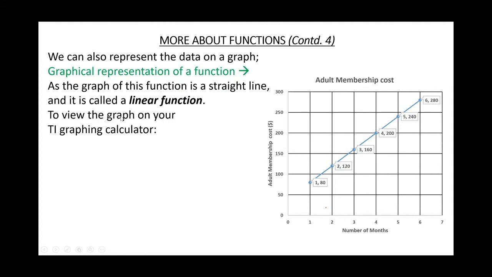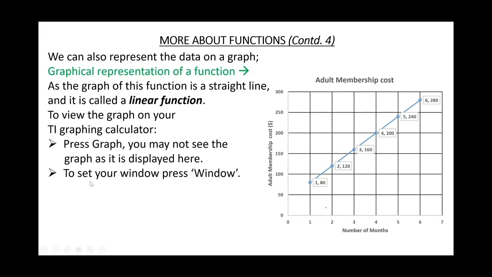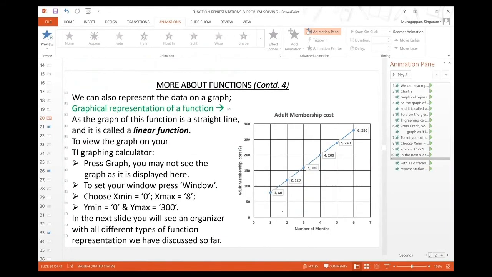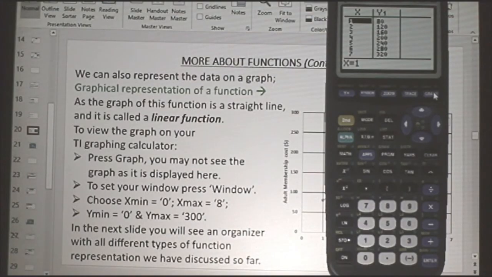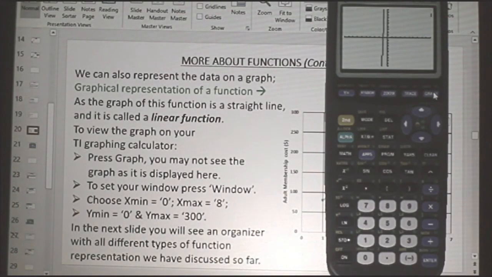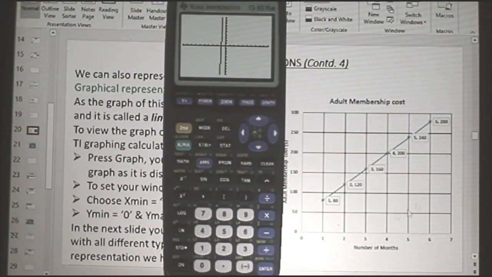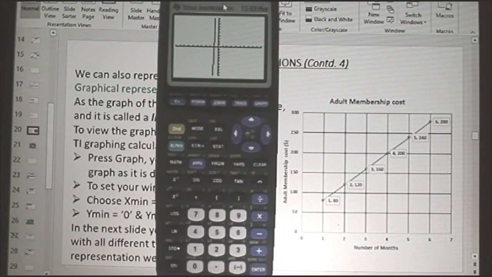To view the graph on your graphing calculator, we have to follow these steps. I'm going to show how to do each of these with a calculator. So let me bring the calculator back. It says press the Graph button. So now you really don't see the graph that you are supposed to see, right?